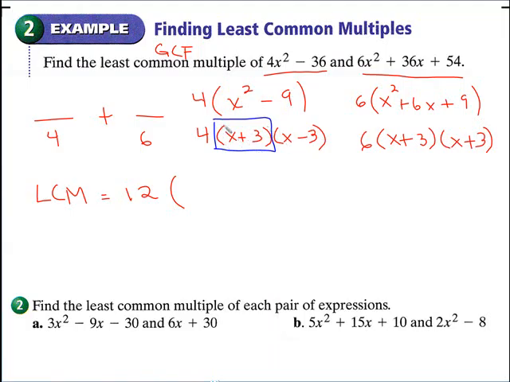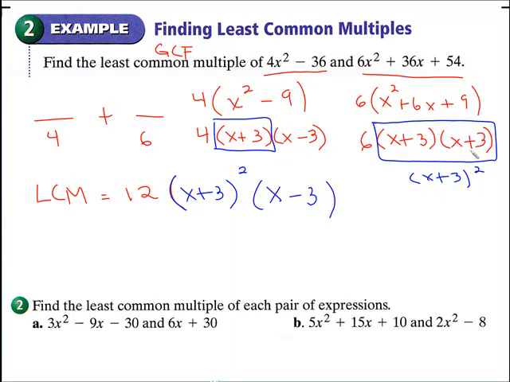Over here for x plus 3 there's one of them. Over here for x plus 3 there's 2 of them. So you want to keep the higher exponent. This is really like x plus 3 squared. You want to keep the higher exponent. So for our LCM, for the x plus 3, they both had an x plus 3, but this one has 2 of them, so you want to keep the higher exponent. And then x minus 3.